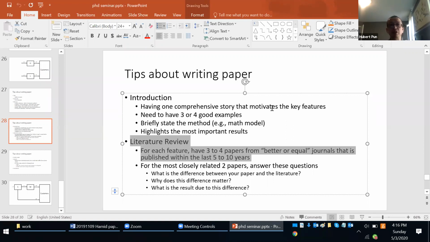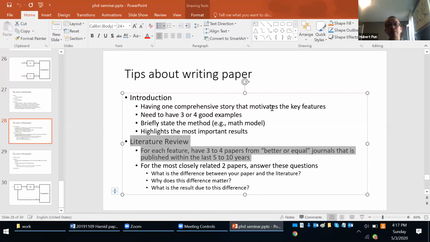So if you're trying to submit to A journal, then in your literature review it doesn't really make sense to cite some paper from C journal. B journal may be okay, but for C journal, usually the reviewer from A journal would not be paying much attention to it. But if you are submitting to a C journal, then it makes sense for you to cite A journal papers and C journal papers. Maybe D journal, but not the E journal.